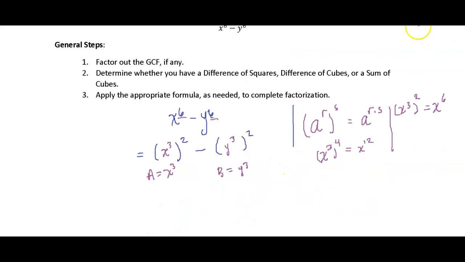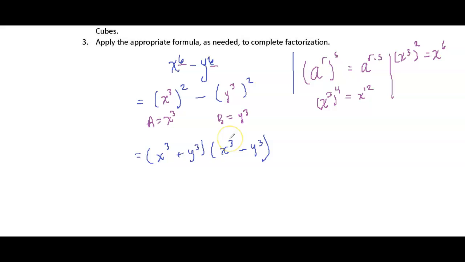So moving forward, we can rewrite our polynomial as x to the third power plus y to the third power times x to the third power minus y to the third power, using the difference of squares formula. Now remember, we want to factor this completely. Let's check out the two binomials that we end up with. It looks like the first binomial is a sum of cubes, and the second binomial is a difference of cubes.